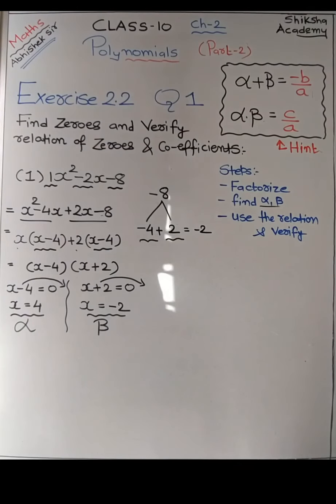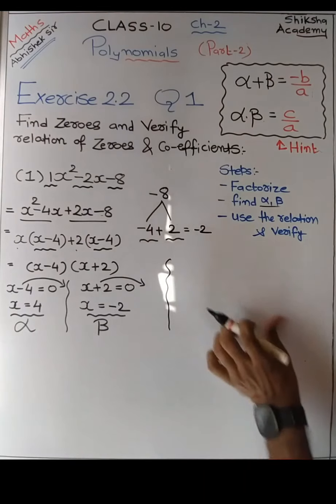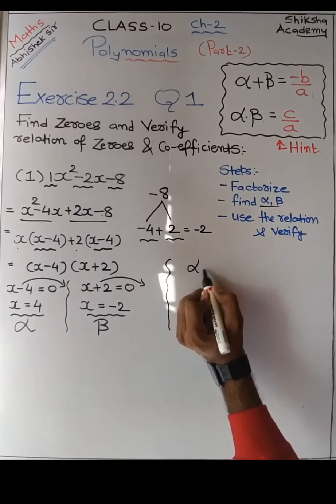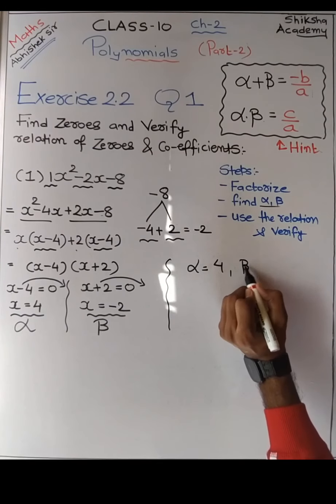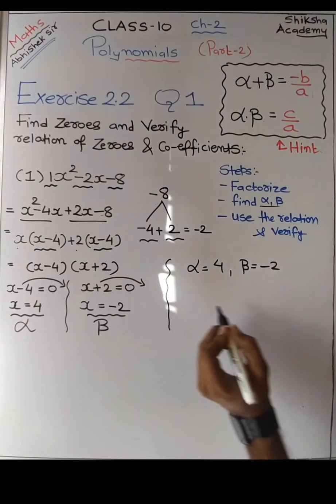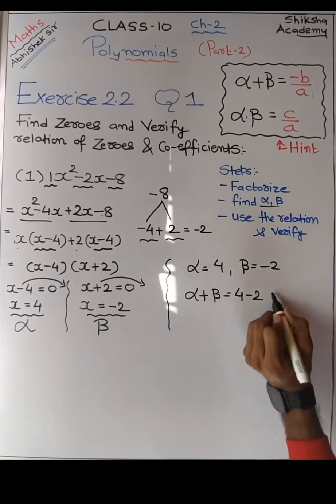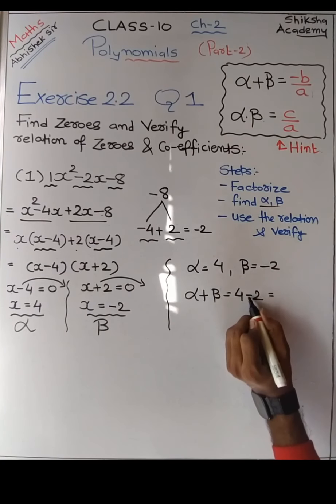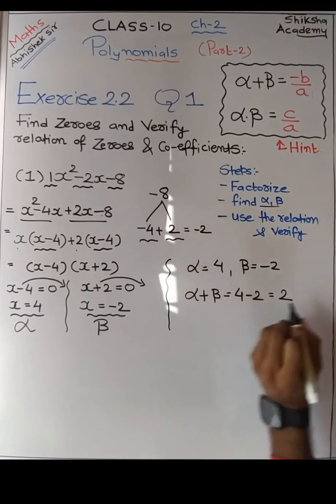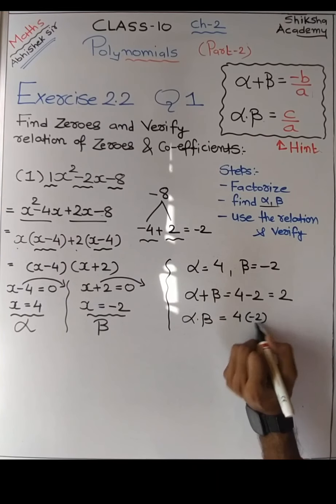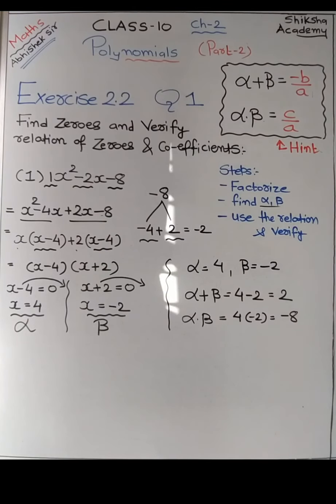Now what we'll do, first of all we'll add and find the product as it is, right? So alpha is 4 and beta is minus 2. Now let us add both. What is alpha plus beta? It is 4 plus minus 2, which becomes 4 minus 2, so that is 2. So alpha plus beta is 2. What is alpha into beta? So 4 into minus 2 becomes minus 8. So let us name this as equation 1, this as 2.